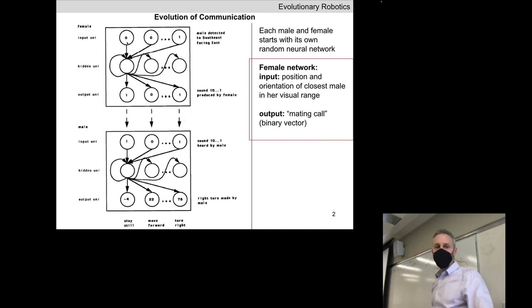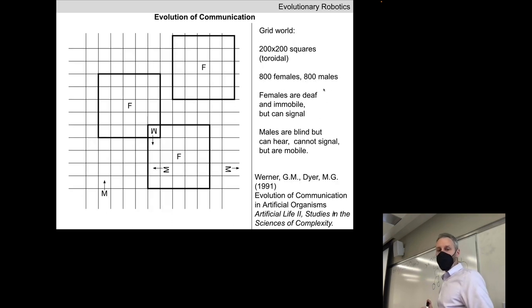Hopefully you can see in this figure that in the case of the female, the input neurons are binary values, and the output neurons are binary values. The input neurons, the sensor neurons here, are reporting the position and orientation of the closest male in her visual range. So let's go back to a given situation here. Let's imagine this female here. There are no males in her sensing radius at all, so all of her sensor neurons are set to zero. She doesn't sense anything.